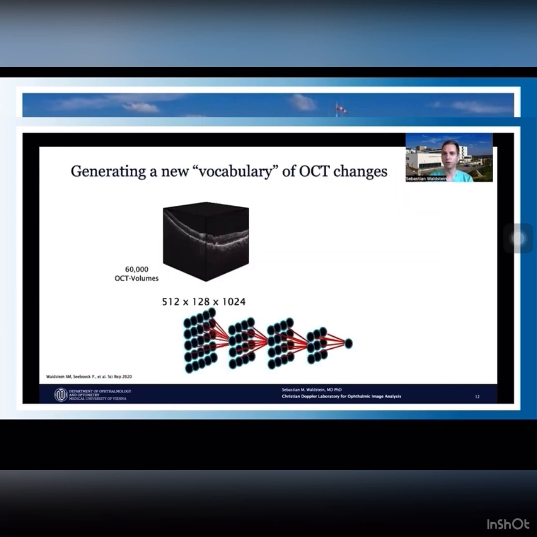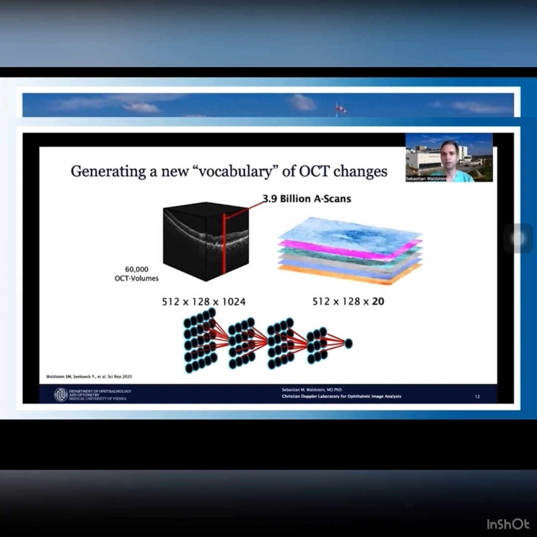Now, if we go beyond that, we can use deep learning and artificial intelligence just to learn patterns in large-scale data. And we did this a couple of years ago, where we took 60,000 OCT volumes of patients with neovascular AMD, and we just fed them into an autoencoder and asked the system to learn the 20 most relevant data patterns in this huge data set.